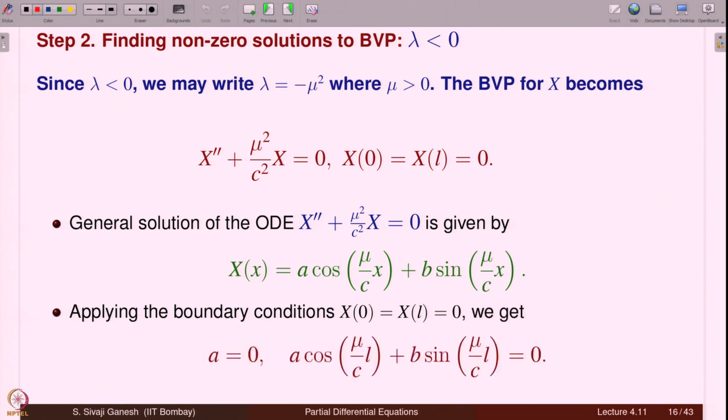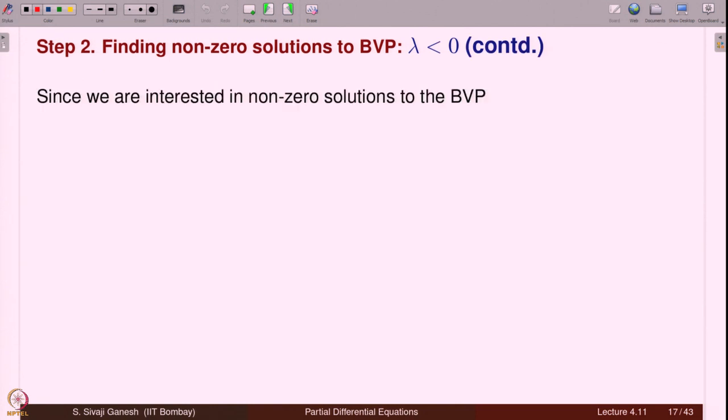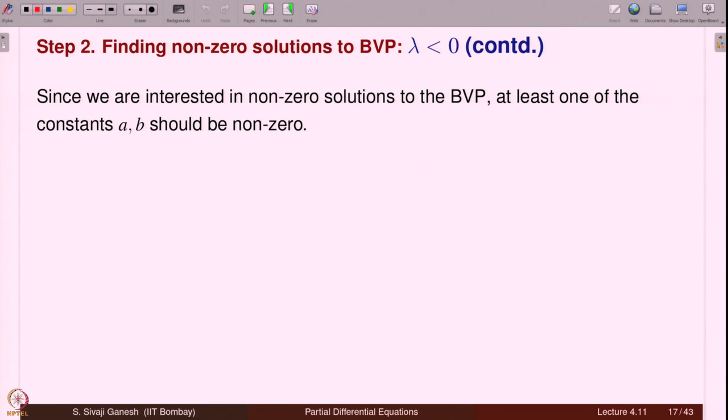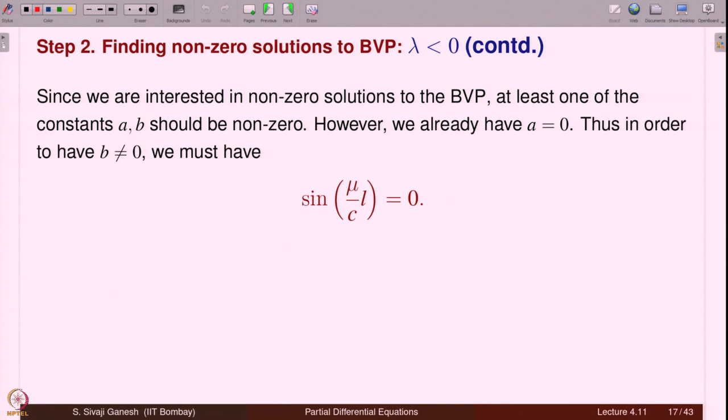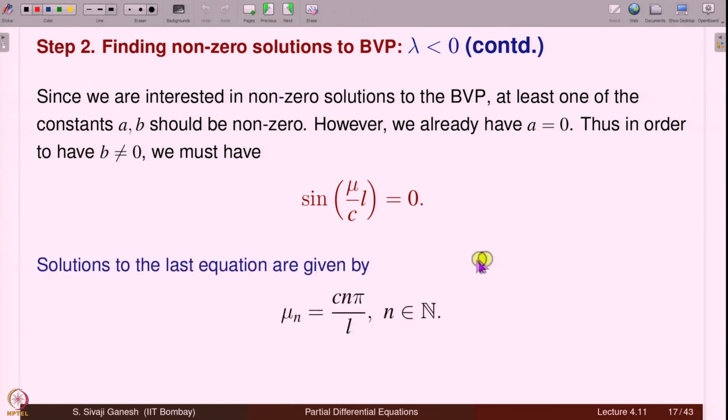So, applying the boundary conditions, what we get is A equal to 0, because if you put x equal to 0, sin 0 is 0. Therefore, what you get is A times cos 0, which is 1, equal to 0. And when you put x equal to L, this is the equation you get. Since A is already equal to 0, this relation is essentially B sin (mu by c L) equal to 0. We want at least one of the constants A, B to be non-zero, but A is already 0. Therefore, to have B non-zero, we must have sin (mu by c L) equal to 0. Sin of something is 0 means that it is a multiple of pi. So, mu n equal to c n pi by L, such that n belongs to N.